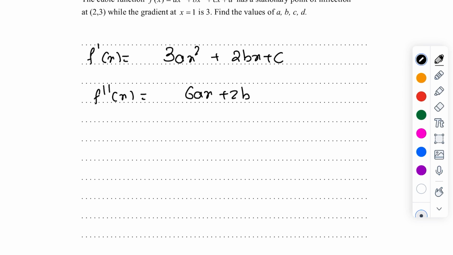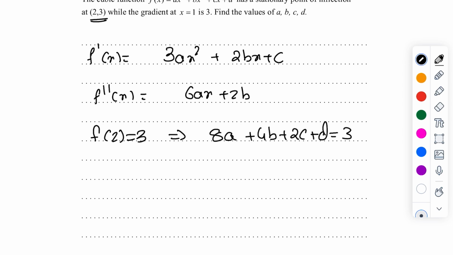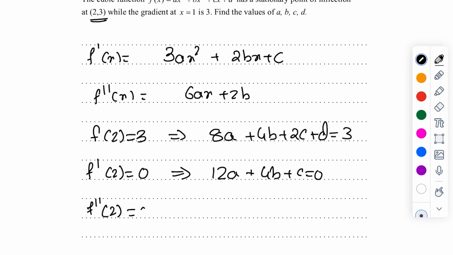Now f of 2 should be equal to 3 because the point is 2, 3, right? Substituting, you get 8a plus 4b plus 2c plus d equals 3. Now it is a stationary point, so f prime 2 should be equal to 0. In the first derivative you substitute 2, you should get 12a plus 4b plus c equals 0. Now f double prime 2 is also 0, since it is a stationary point and a point of inflection, meaning the second derivative also equals 0. Substituting into the second derivative, you get another equation.